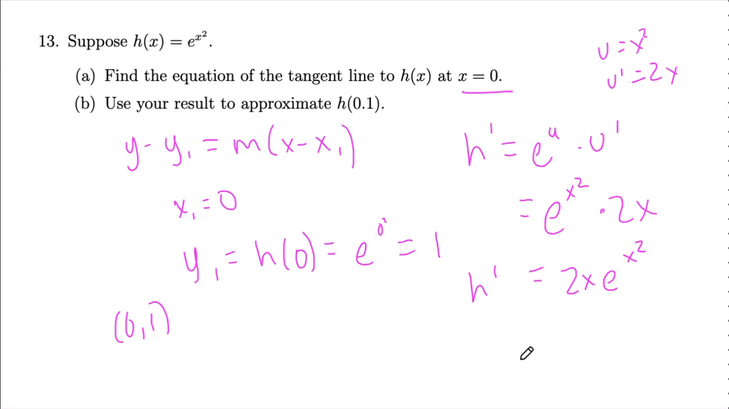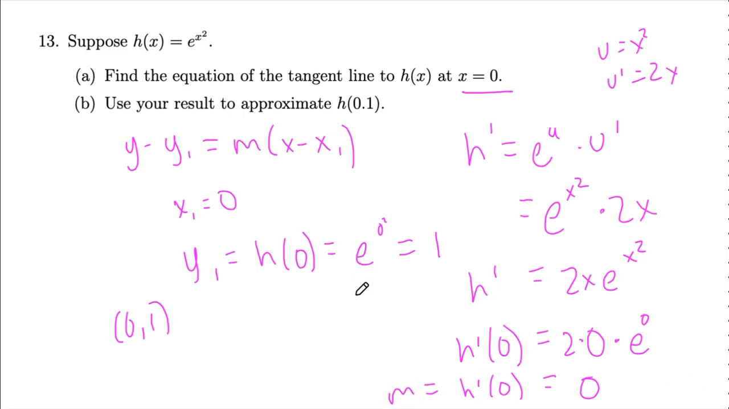So now we have to get the slope at the specific point x equals 0. So now if we went ahead and plugged in 0 here, h prime of 0 would equal 2 times 0 times e to the power of 0, which again is just 1, but that's really irrelevant because remember 0 times any number is just 0. So in this case, our slope, or our h prime of 0, which is the same as m, is also equal to 0.